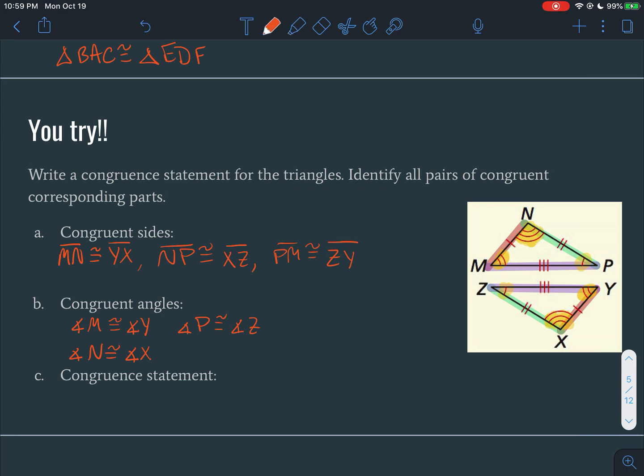For our congruent statements, for the first triangle, you can name it in whatever order you want. So if I say triangle MNP, I have to say YXZ.